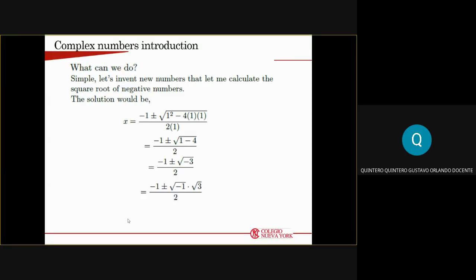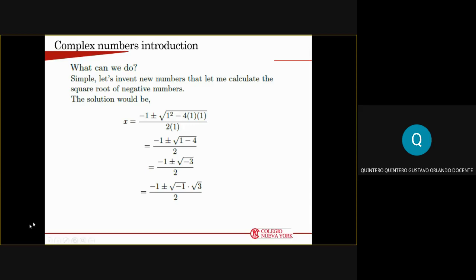What is going on now? This is one of the properties of roots. You guys know this, right? The -3 got separated. -3 is the same as -1 times 3. So I can separate the roots. I can do the square root of -1 and also the square root of 3.